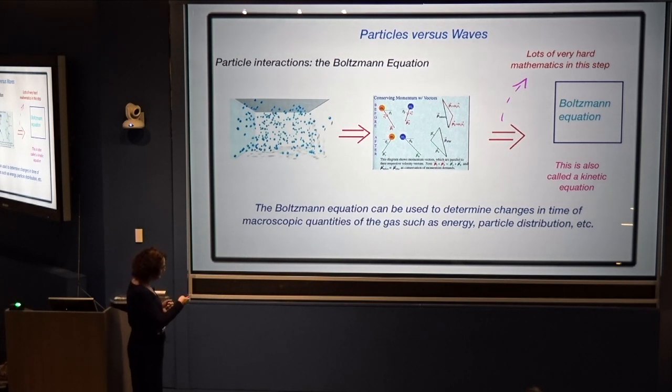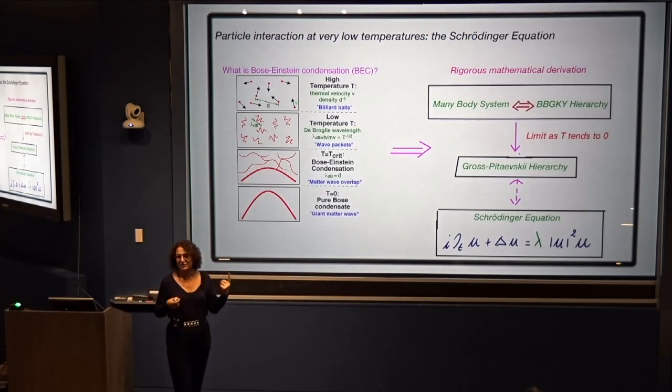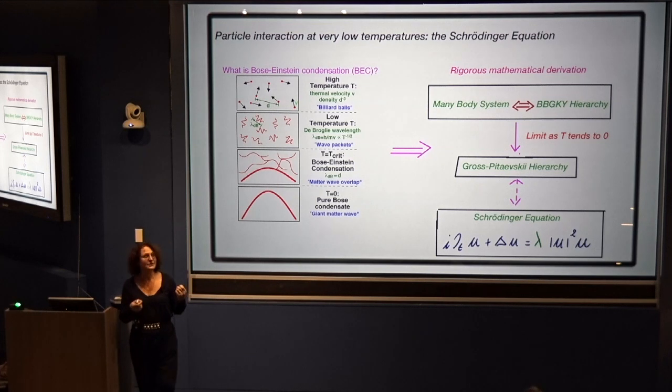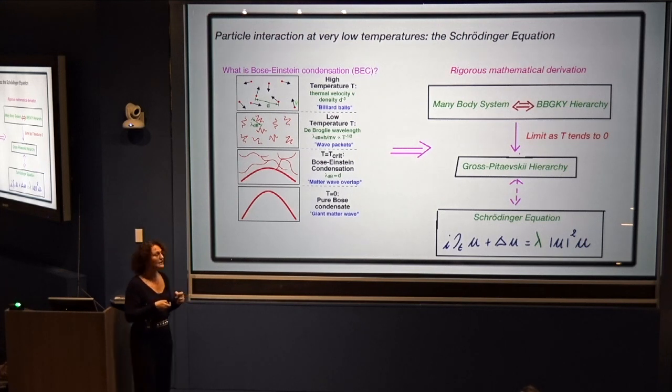Okay. So that was interaction of particles, but this talk is about interaction of waves. So let me give you at least an example in which, instead of working with particles, we work with little wave packets. The example that I like to give is this little cartoon here that represents how we get the Bose-Einstein condensate. So what we start with is, again, a box with particles.